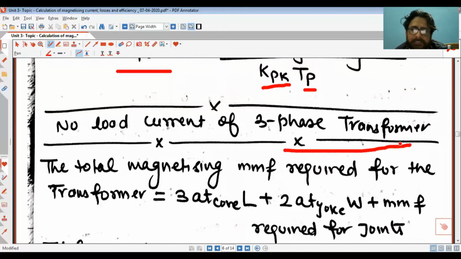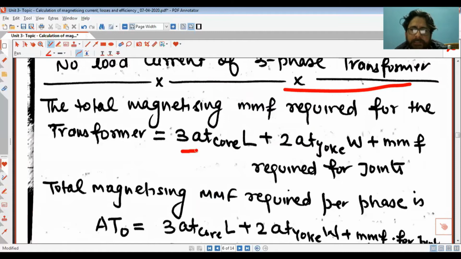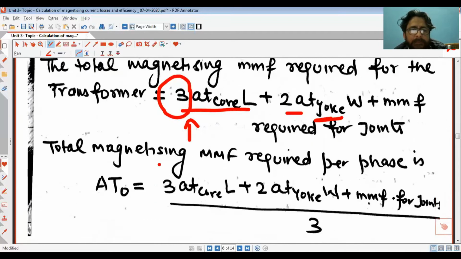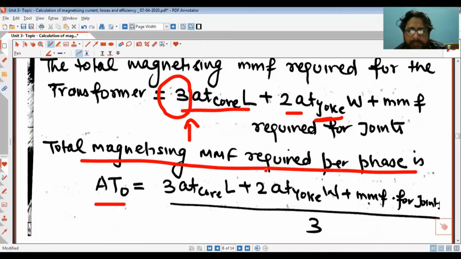Similarly, for the three-phase transformer also we can find out. So for a three-phase winding, there are basically three parts where the windings are connected, and two parts of the yoke basically. So the formula will remain the same, only this has been changed here. Instead of 2 we are using 3, right? So this is, let us say, AT core, right? And the total magnetizing MMF required per phase. Now we'll calculate per phase.